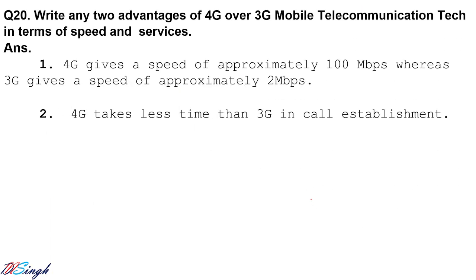Next question is, write any two advantages of 4G over 3G mobile telecommunication. So 4G gives a speed of approximately 100 Mbps, whereas 3G gives a speed of approximately 2 Mbps. 4G takes less time than 3G in call establishment. Nowadays 5G is also present, so you can have 2-3 properties of 5G also.